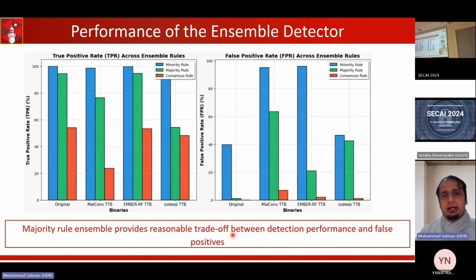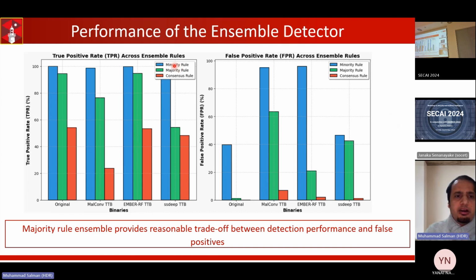The second issue of this research was to assess the effectiveness of the ensemble detector. So this graph shows the ensemble's performance in terms of the true positive rate and false positive rate. The ensemble of the Markov, Ember RF, and SSD was used first on the original data. Let's discuss the different decision rules in the ensemble.